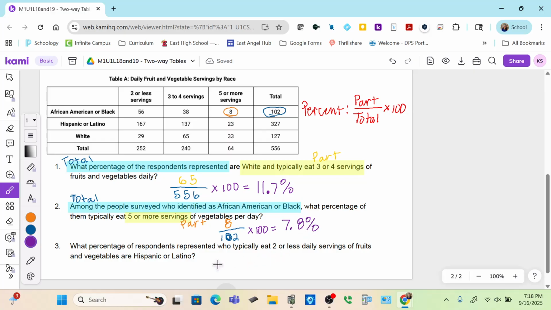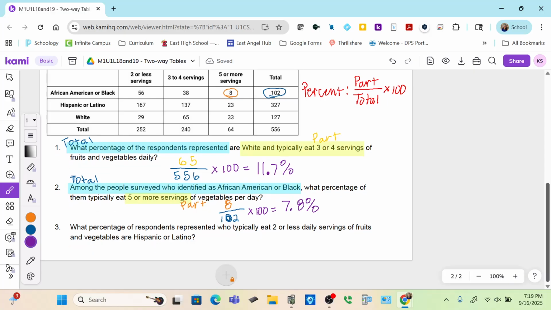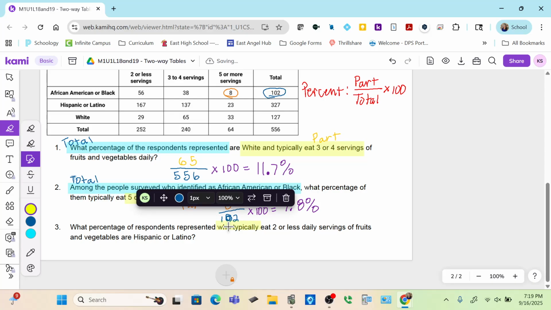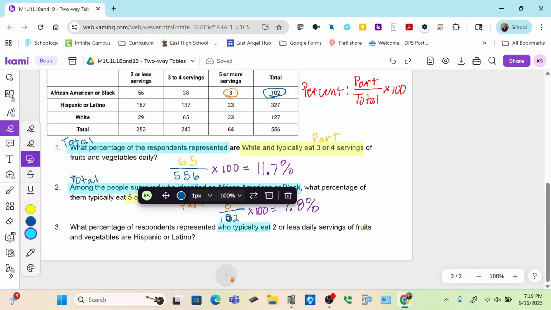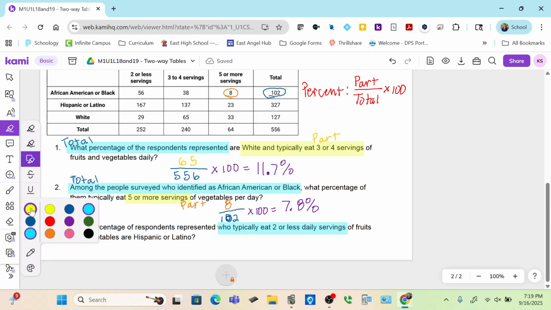And our last one. What percentage of respondents represented who typically eat 2 or less daily servings of fruits and vegetables are Hispanic or Latino. So that first part, percentage of respondents represented who typically eat, I want my other color, so pardon this, I want to make sure my colors match. We're looking for who typically eat 2 or less daily servings. That's going to be our total. Are Hispanic or Latino. That's going to be our part.